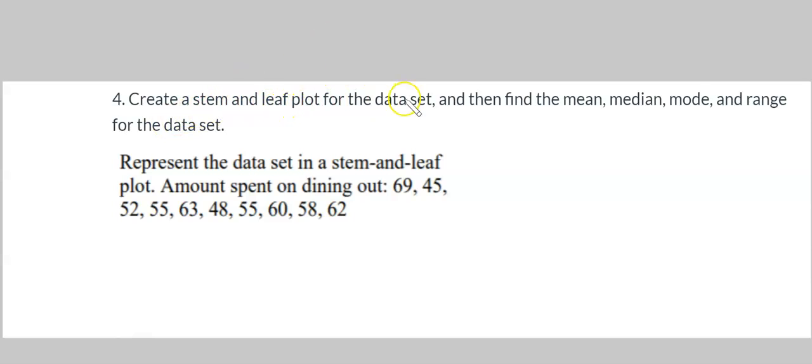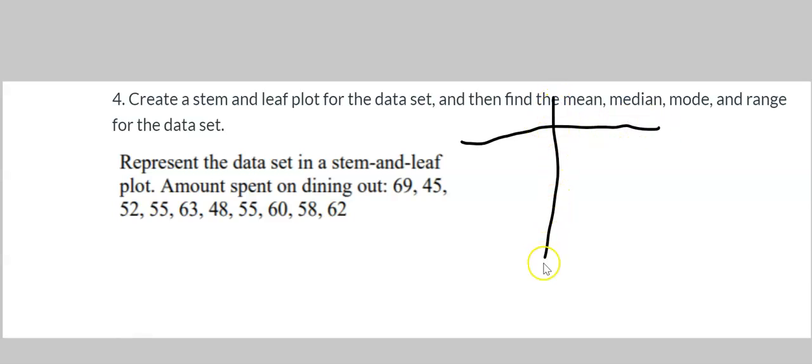Create a stem and leaf plot for the data set and then find the mean, median, mode, and range for the data set. Represent the data set in a stem and leaf plot. Amounts spent on dining out: $69, $45, $52, $55, $63, $48, $55, $60, $58, and $62.